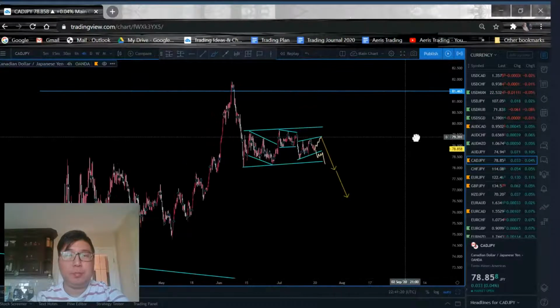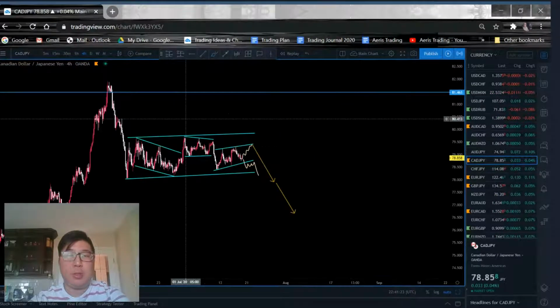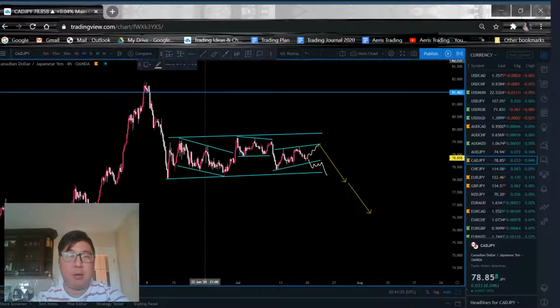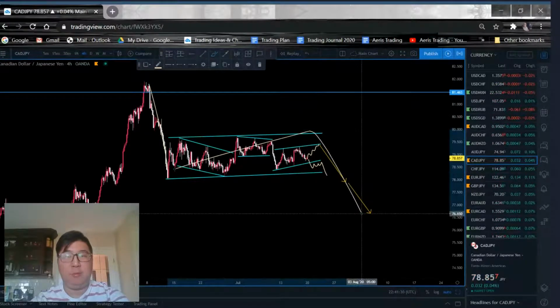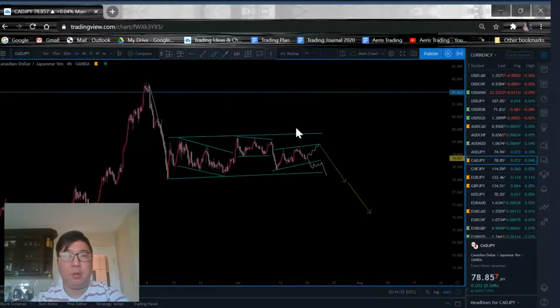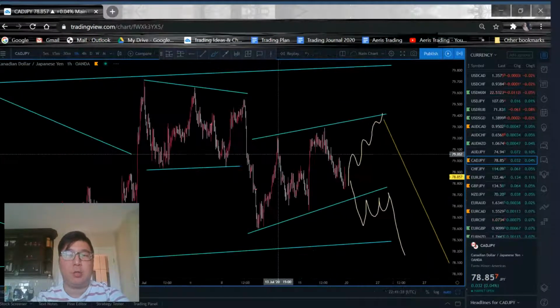So CAD yen, structurally still looks the same to me. I'm still looking for sell here, okay? Still looking for this as an impulse, still looking at this as a correction, and still looking for the next impulse. And on the lower time frame, seeing structures and structures repeating itself.